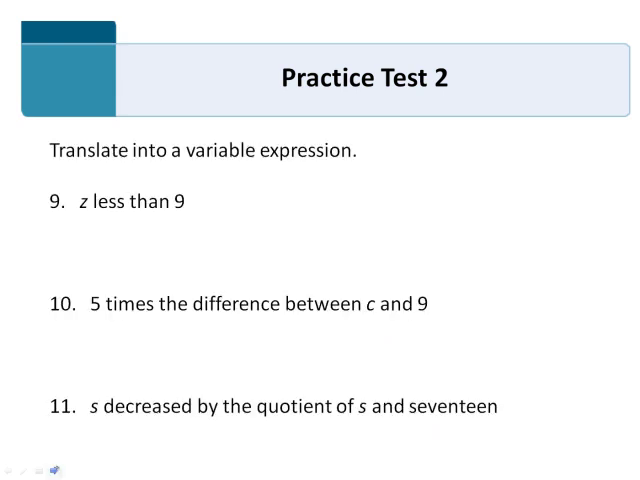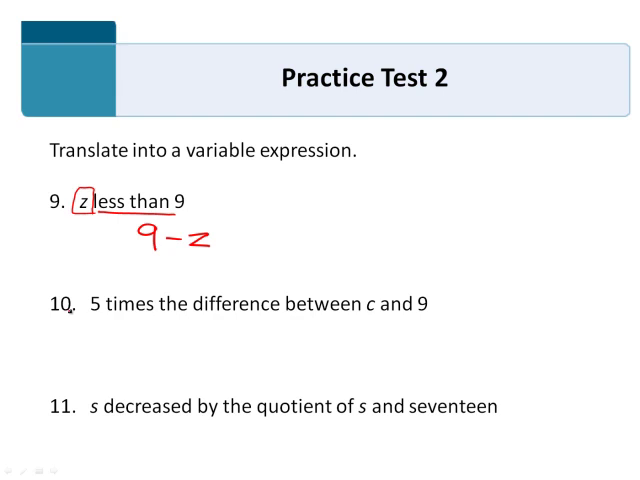Okay, 9, 10, and 11, we want to translate these verbal expressions into variable expressions. Okay? So it says z less than 9. Now, less than, that's our operation there. And remember, we talked about this. Whatever's in front of those two words less than, that goes at the end, and you subtract it. Z less than 9. So you have to take the 9 away. The z away, sorry. So it's 9 minus z.